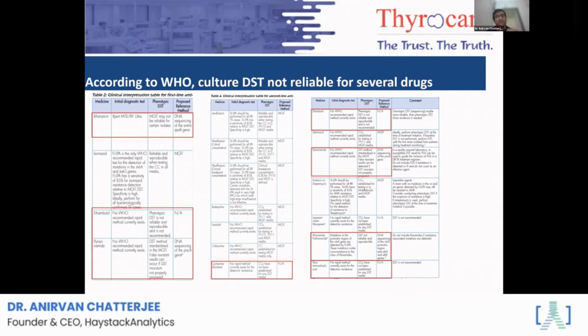When you look at WHO and their list of drugs, there are several drugs for which phenotypic DST has been listed as not reliable and not reproducible. And this is the gold standard. The challenge remains on the technological side, on the microbiological side, that we don't have a unified test to provide a universal DST. If we don't have universal DST, we can't decide on universal regimen. If we can't decide on universal regimen, we are going to lose one drug after another and one patient after another.